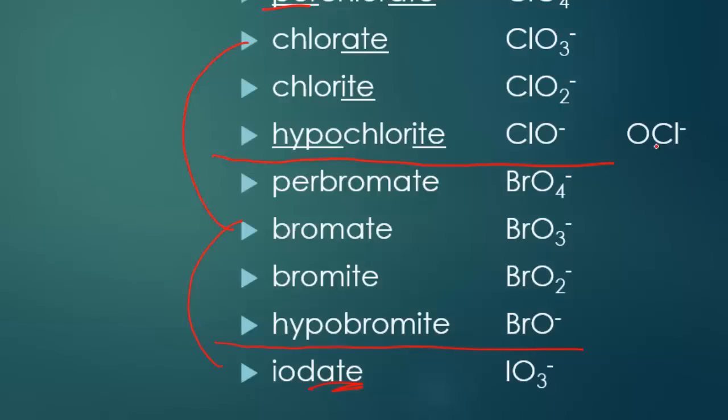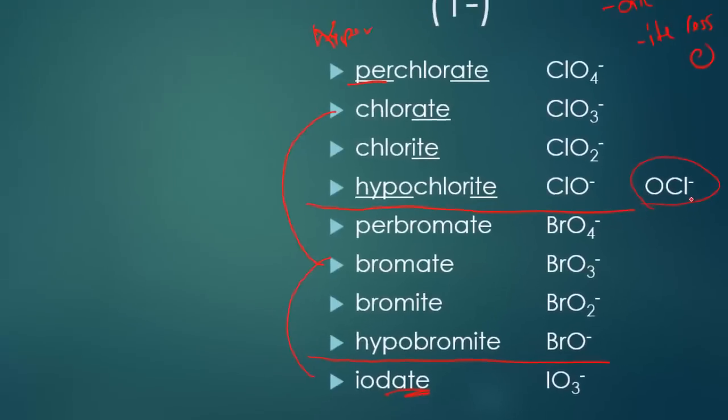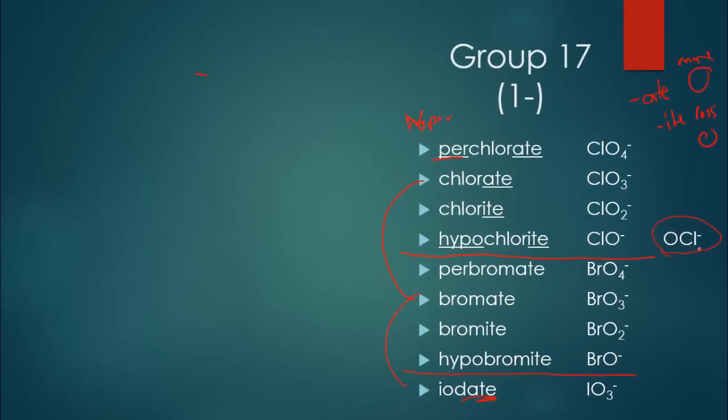In addition up here, I also threw in hypochlorite. Sometimes they reverse the O and the Cl, so OCl minus is also hypochlorite. It's just written backwards. Okay, and that's group 17.